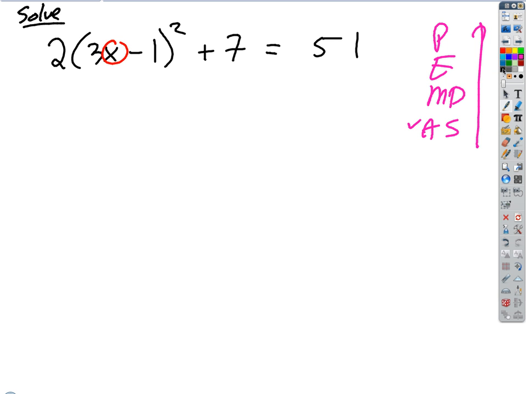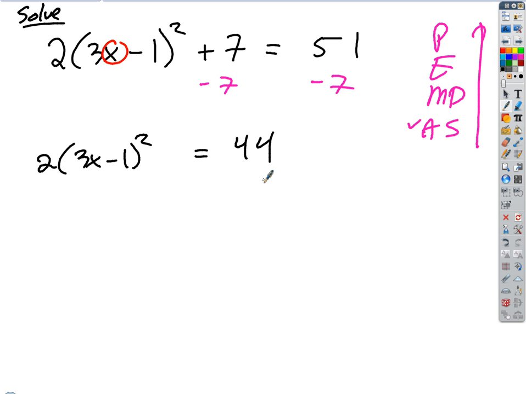So if I subtract 7 from both sides, I'm left with 2 times the quantity 3x minus 1 squared equals what? 44. Okay, now what's next in line? Divide by 2. Good. Multiply or divide. And here's where people make the mistake. They say multiply or divide, okay, let's multiply by 2. No, we don't want to multiply the 2. The 2 is being multiplied. So to undo multiplying by 2, we divide by 2.